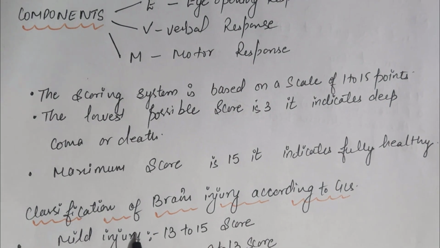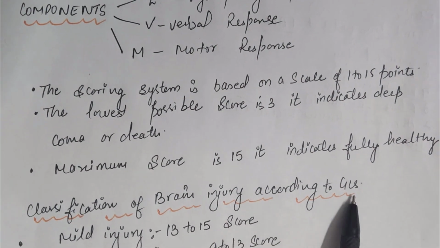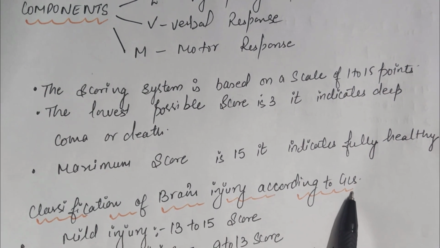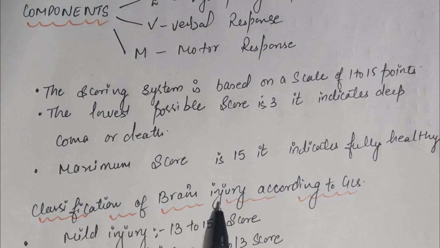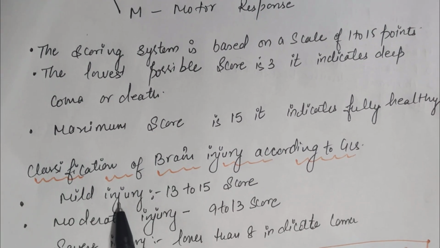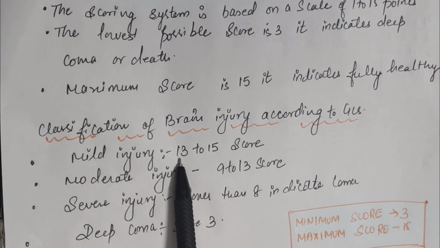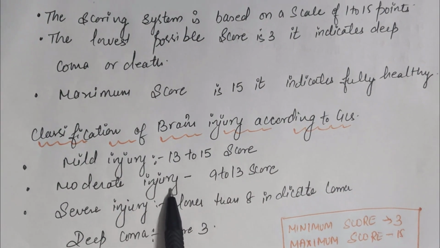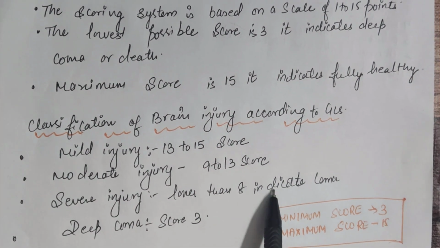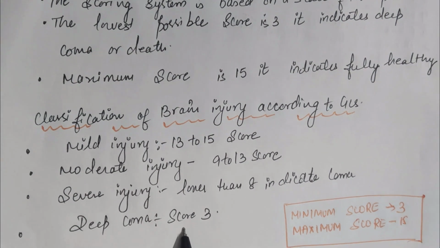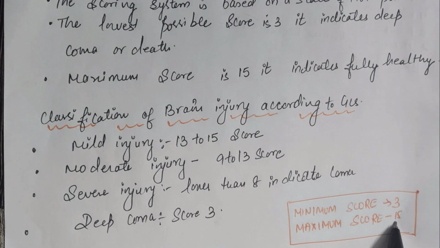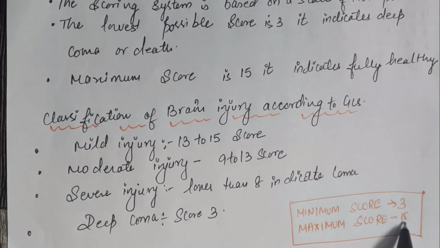So next is the classification of brain injury according to GCS. I have already mentioned that it's used for neurological patients. So in brain injury we can assess the GCS of the patient. In mild injury, the score will be 13 to 15, in moderate injury 9 to 13, and in severe injury lower than 8 indicates coma. Deep coma means score 3, the minimum score is 3 and the maximum score is 15. So total GCS is 15 scores.